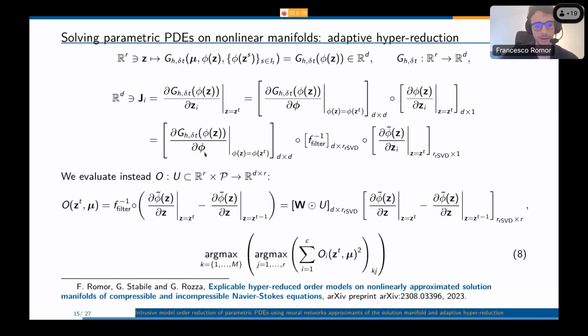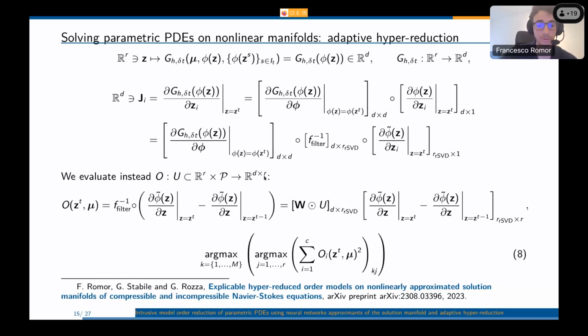And so we decided instead to use this kind of indicator. So we cut off this part and we consider only this part here, which instead considers only the reconstruction filter and the previous latent coordinates to evaluate the Jacobian of phi tilde. And so in this way, you have a map which is more efficient to evaluate, but has a dimensionality from the latent space R to a matrix D, which is the dimensionality of the state space times R.